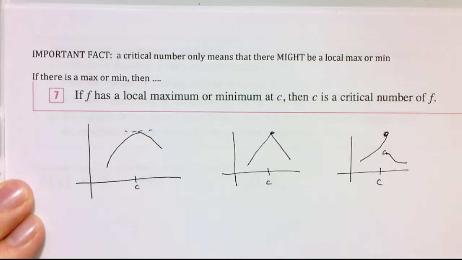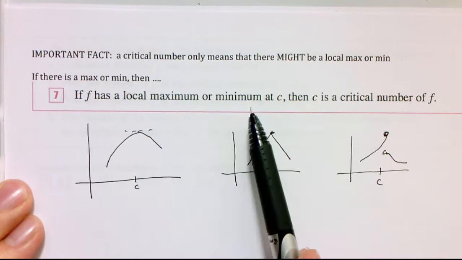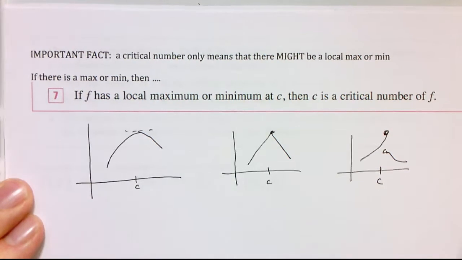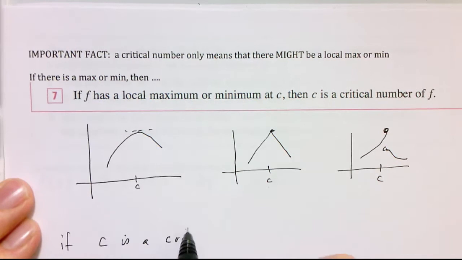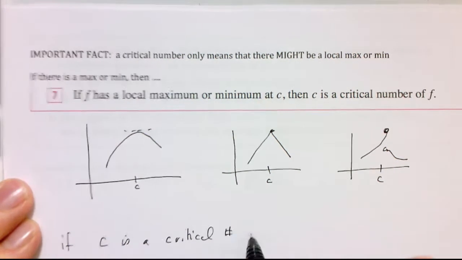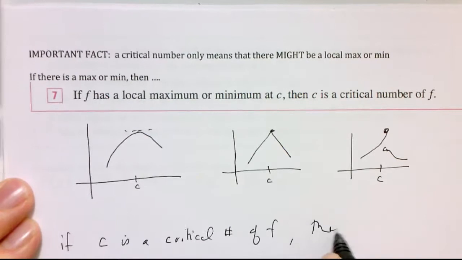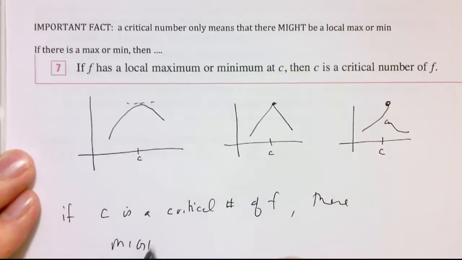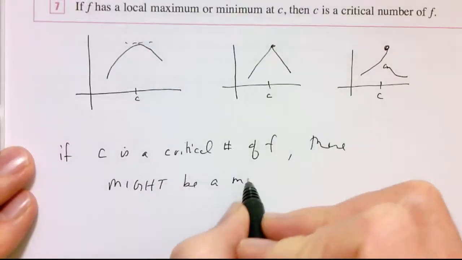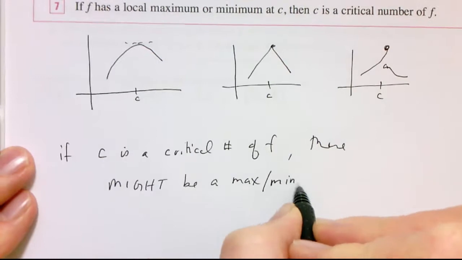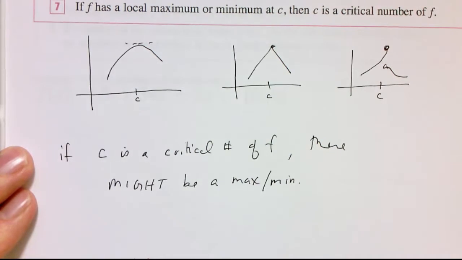Okay, so this is really important. If you've got a local max or a min at a certain x location, call it c, then we're guaranteed that that c is a critical number. But if c is a critical number of f, there might be a max or a min. So this means that critical numbers are the places to look for max and mins.